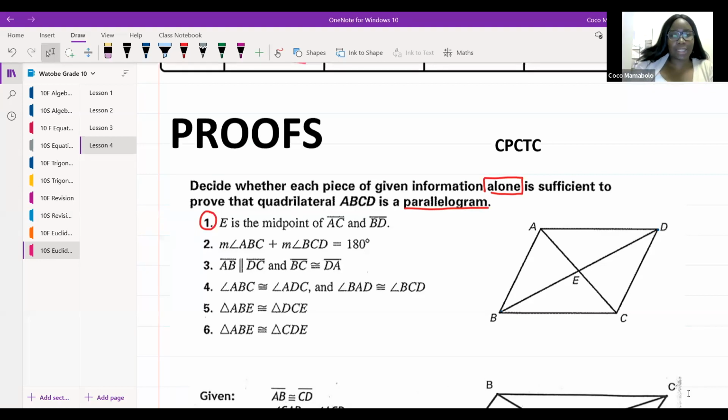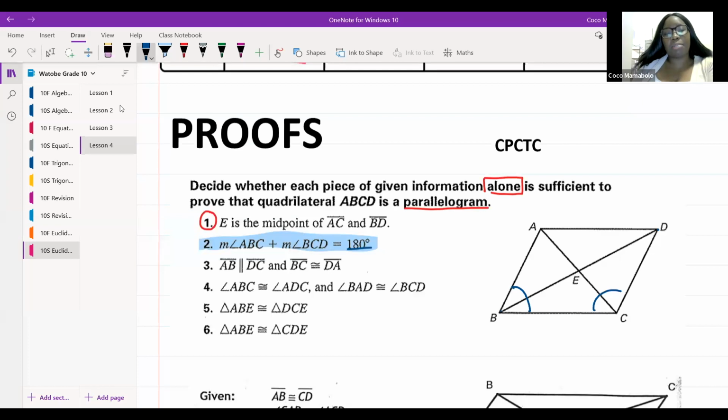Anybody? Yes, Tiana, where did I lose you? Ma'am, you lost me when you said that it's 90 degrees. Okay, so let's look at this statement. The statement says that these 2 angles here at the bottom need to be equal to 180 degrees. Yes? Yes. That's what we're saying.